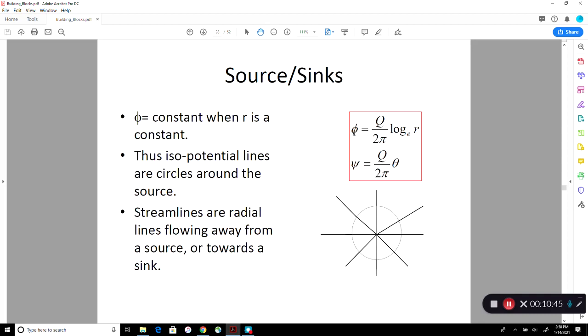We notice that phi is constant when r is a constant along a circle. We notice that psi is a constant when theta is a constant. Therefore, this is a streamline. These circumferential circles are the velocity potential lines for sources and sinks, both.